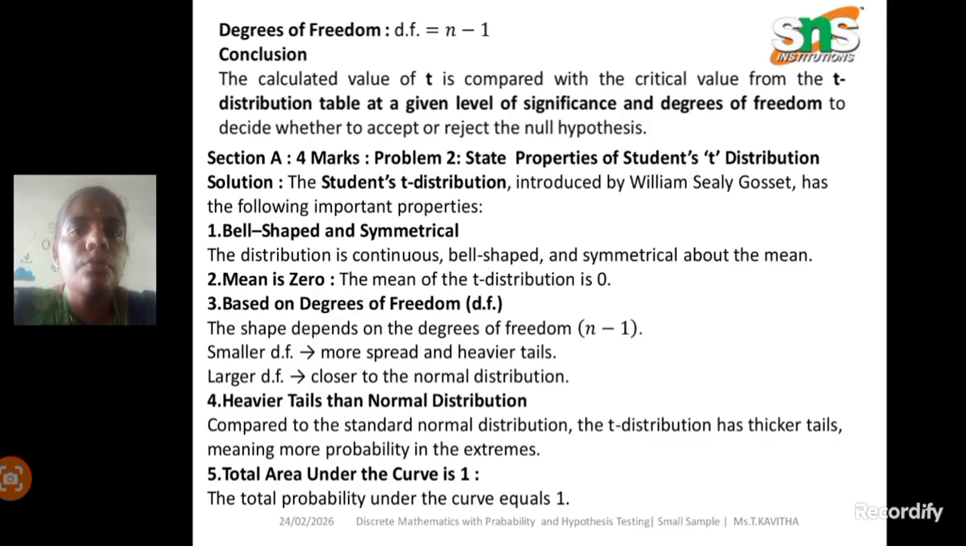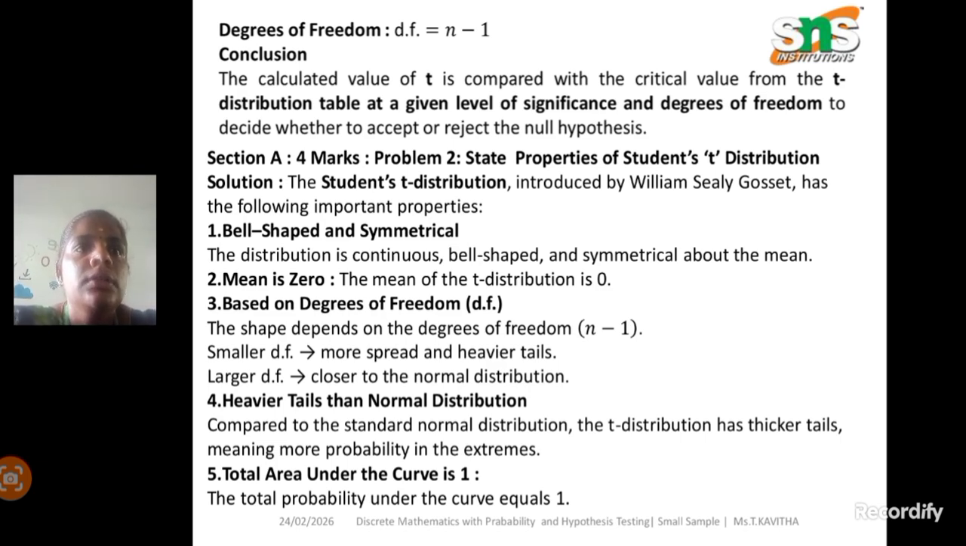Second one is degrees of freedom. The degrees of freedom for the particular problem can be calculated using the number of samples minus 1, that is, df is equal to n minus 1. Conclusion: the calculated t value will be compared to the distribution table. If it is less than or equal, then we can say that the null hypothesis is accepted. If it is greater, then we can go with the alternate hypothesis.